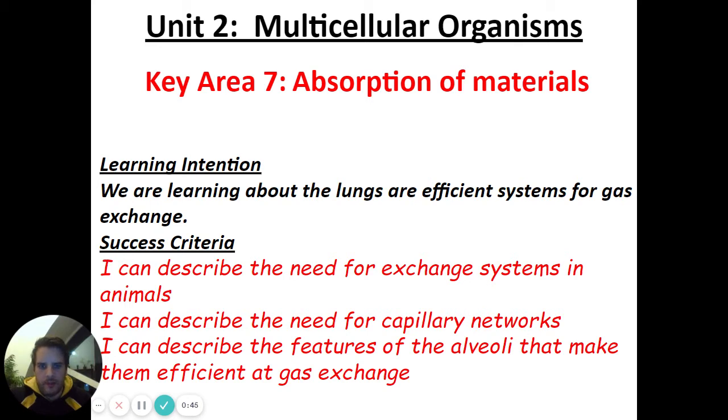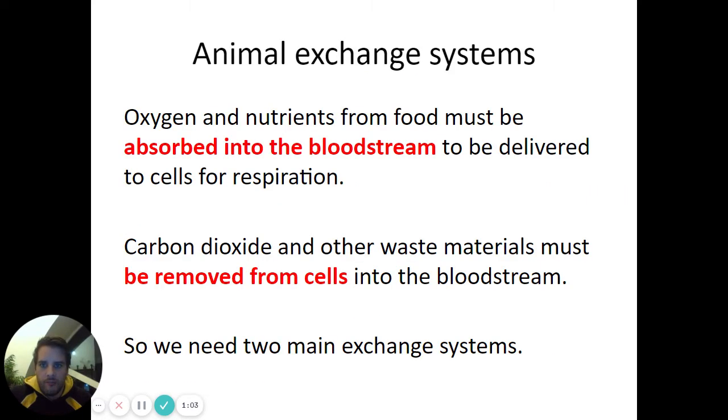In the lungs, there's an efficient system for exchanging materials. You need to be able to name the structure in the lungs where oxygen and carbon dioxide are exchanged and describe three features of this structure which make it efficient at this job, as well as explaining why the structure makes it efficient. Okay, so let's look at the overview.